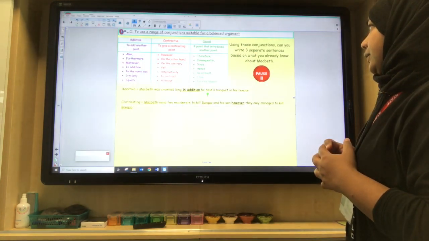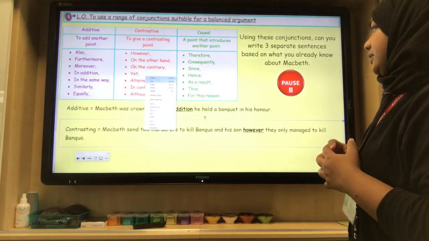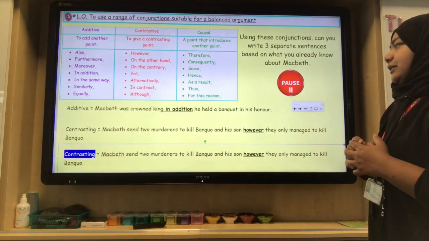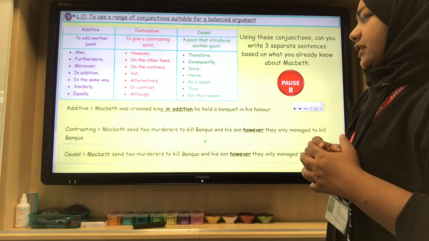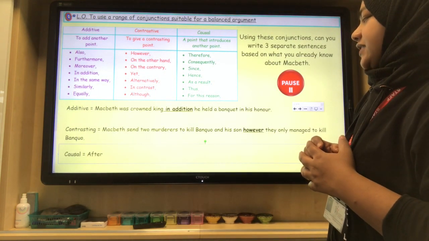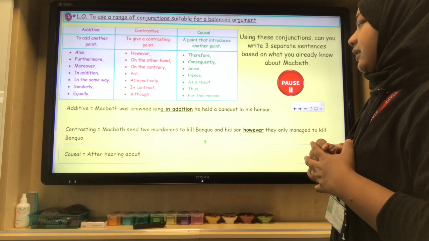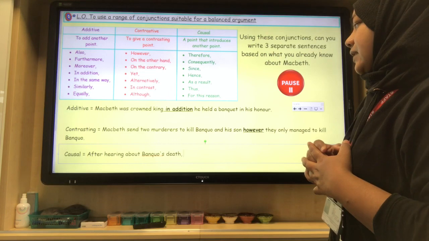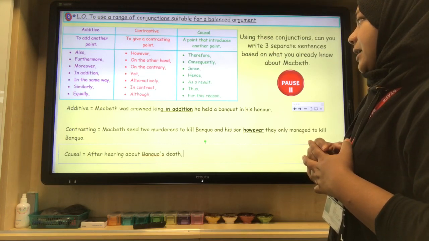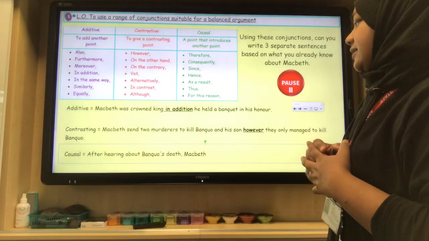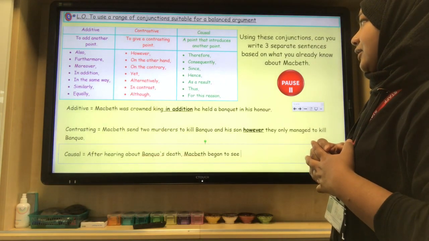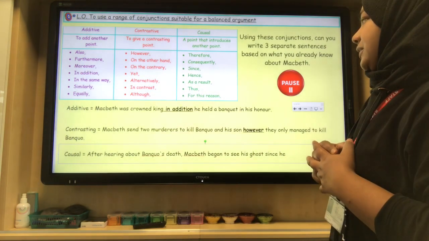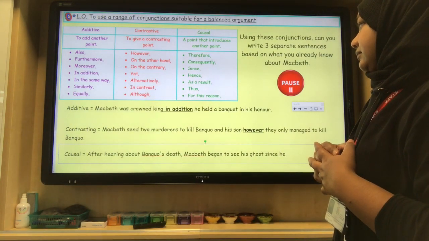And then lastly, for the causal one, I'm going to be adding another point. Let's have a look. So, after hearing about Banquo's death, Macbeth began to see his ghost since he was filled with guilt. Consumed. Yeah.